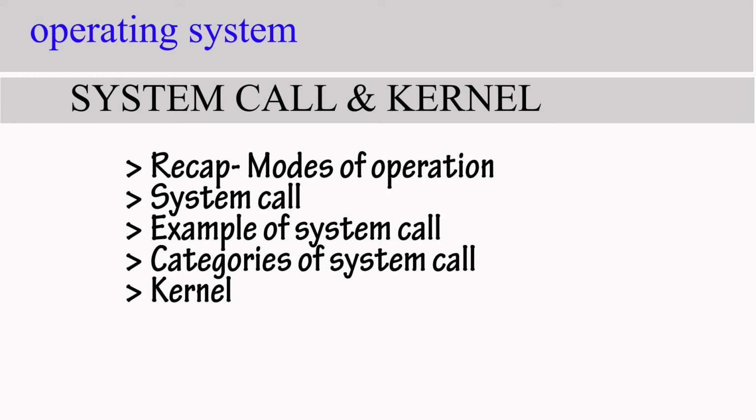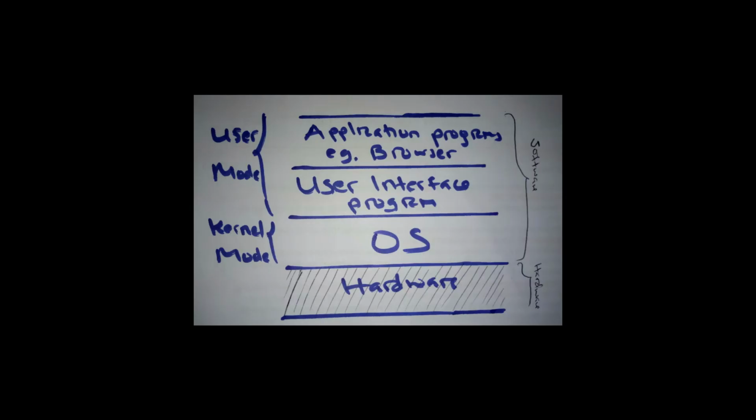Now let's see why two modes of operation. As we have said, the kernel mode is the privileged mode of operation. Therefore, if a program crashes in kernel mode, the entire system will crash. But when the program runs in user mode, this is a safer mode of operation.